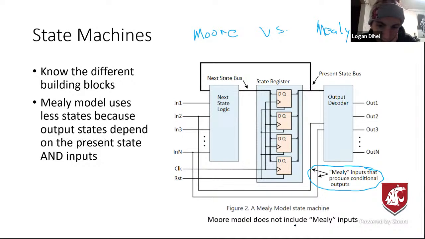With the Moore model, these Mealy inputs don't exist, and so all the information is encoded in the state register and subsequently the present state bus. Because of that, the Mealy model uses fewer states than the Moore model in general, because we can have all of the different outputs encoded with fewer total states, since we're using our inputs as well as the current state to drive the output. So any questions over this diagram or Mealy versus Moore?